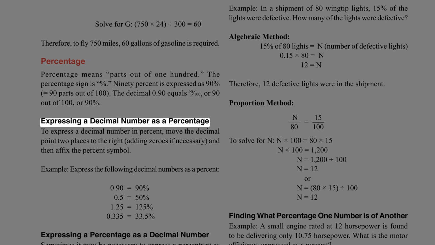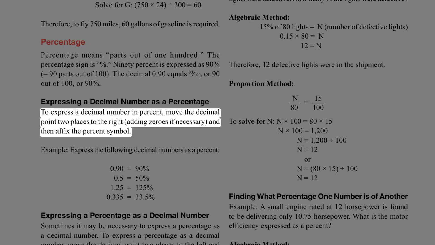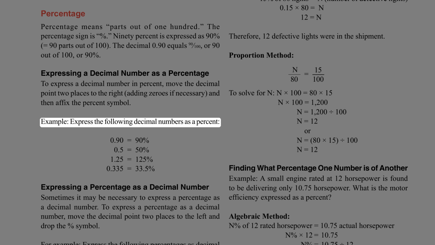Expressing a decimal number as a percentage. To express a decimal number in percent, move the decimal point 2 places to the right, adding zeros if necessary, and then affix the percent symbol. Example: express the following decimal numbers as a percent.